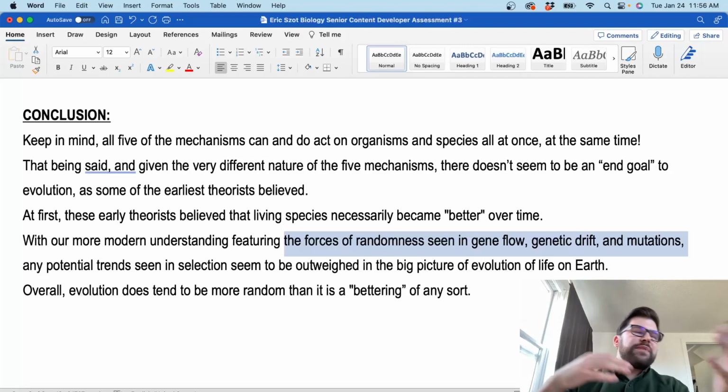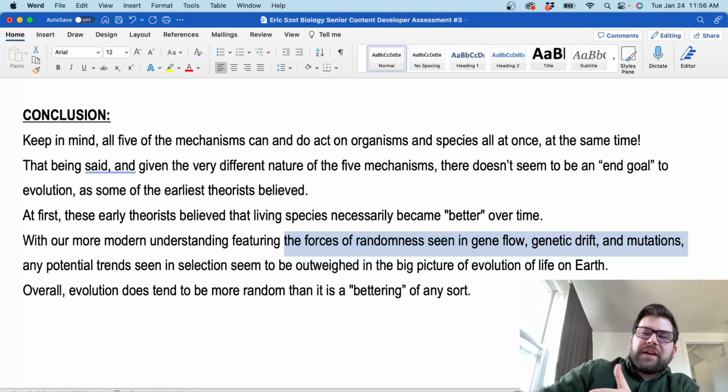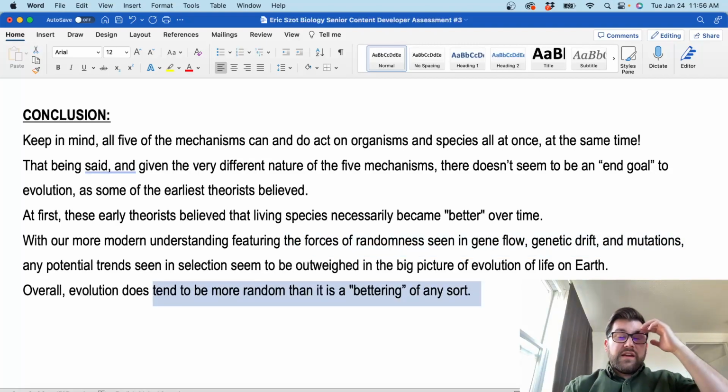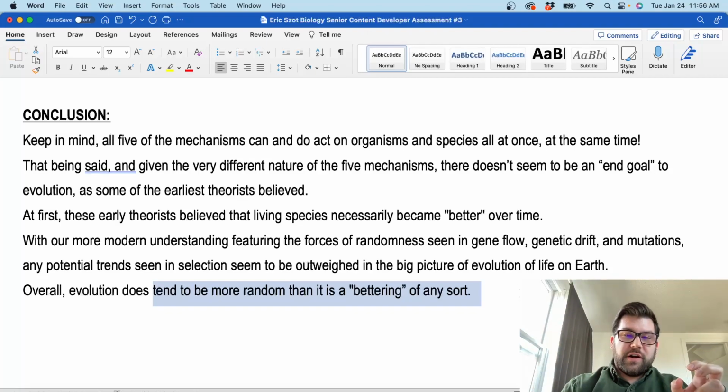Yes, there can be some trends within natural selection and sexual selection, but we have 3 mechanisms here, always at work, that really don't have any trends. So are we always getting better? Not necessarily. We do tend to see more of a randomness than more of a quote-unquote bettering of any sort. This is very big picture, very large scale. That's just where evolution takes us, according to these 5 mechanisms. So that's our conclusion. That's it for review. We'll see you back with the 6th and final lesson to go over some additional practice. A practice problem set coming up next. See you then.